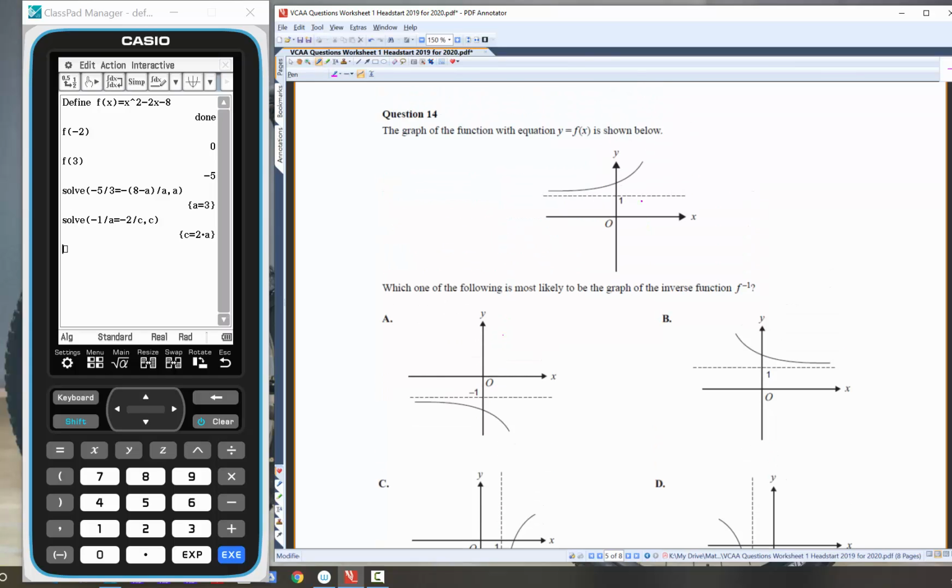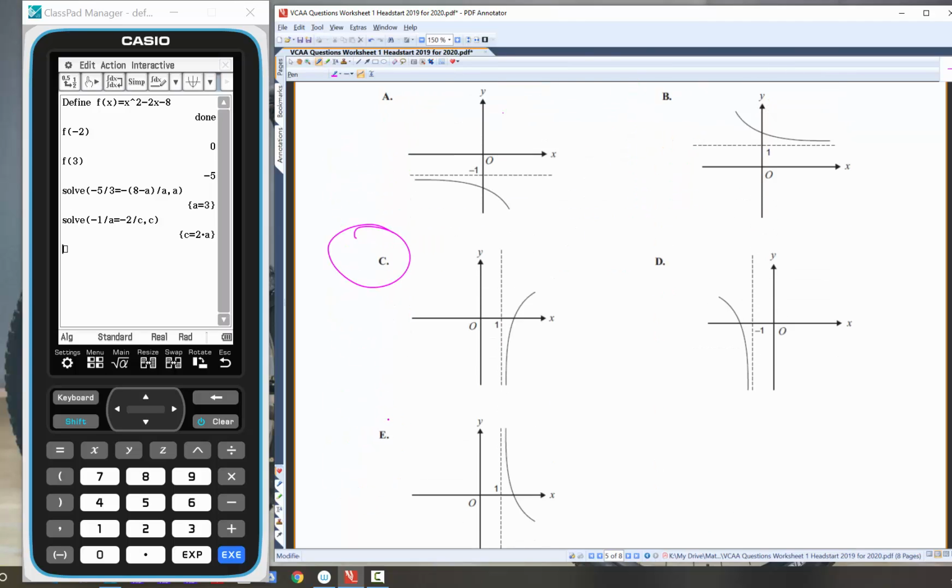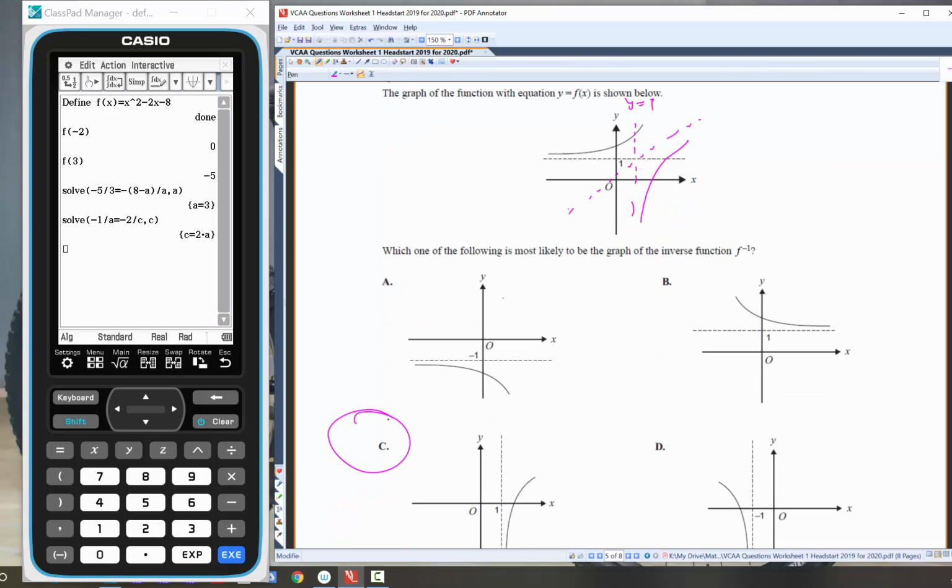Now it's going to have an asymptote at y equals 1. And let's just quickly sketch this line here, y equals x. So it is going to do something like that. Looks like C is going to be our answer. Yeah, C is going to be our answer.